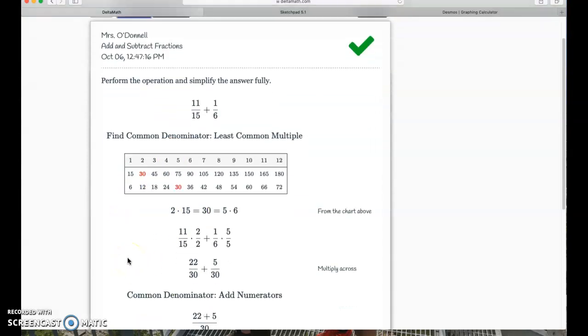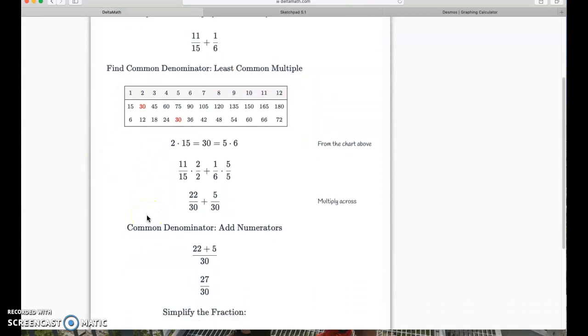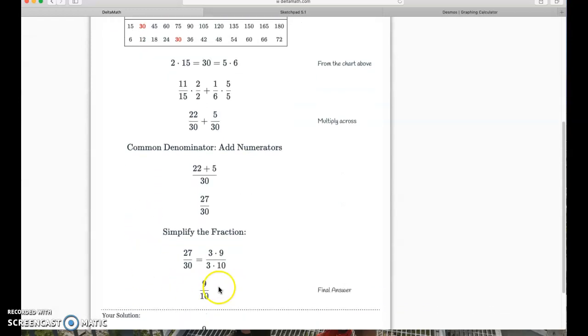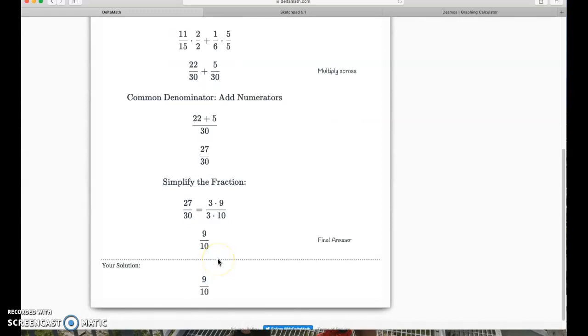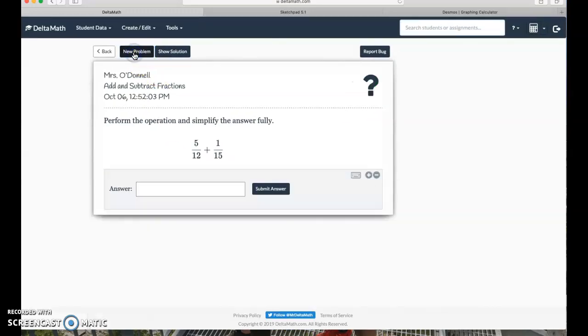All right, and they show us the same method of looking for the least common multiple. Okay, that's going to be the easiest way. And then they show us simplifying the fraction just like we did, okay, to get our 9/10. Let's see here. Let's do one more.